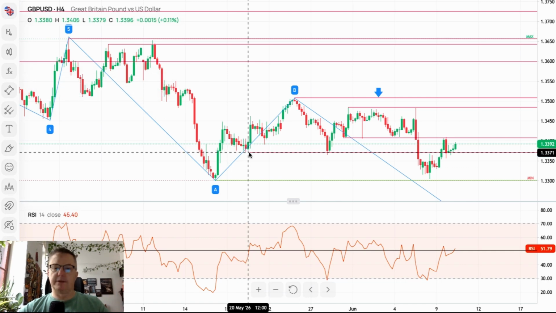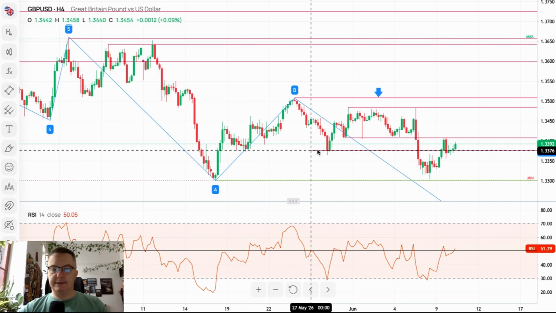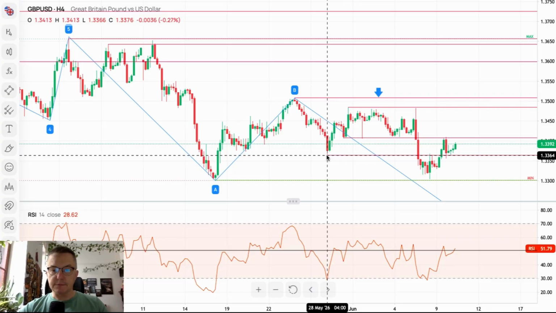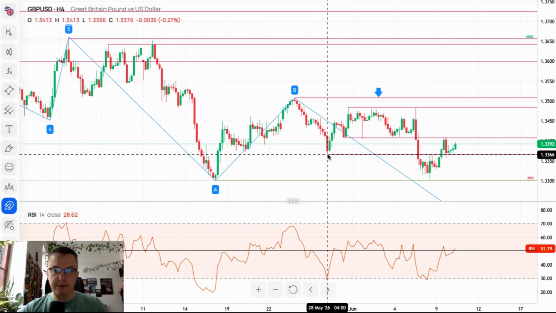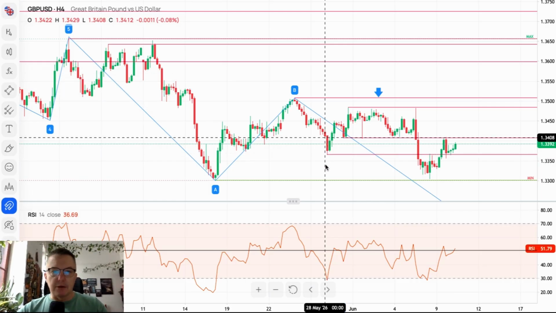Let me just move it somewhere else. Maybe I should move it here. Yes, I will move it here. Let me just take my magnet so we know exactly to the pip where we are. There you go. 1.3366.